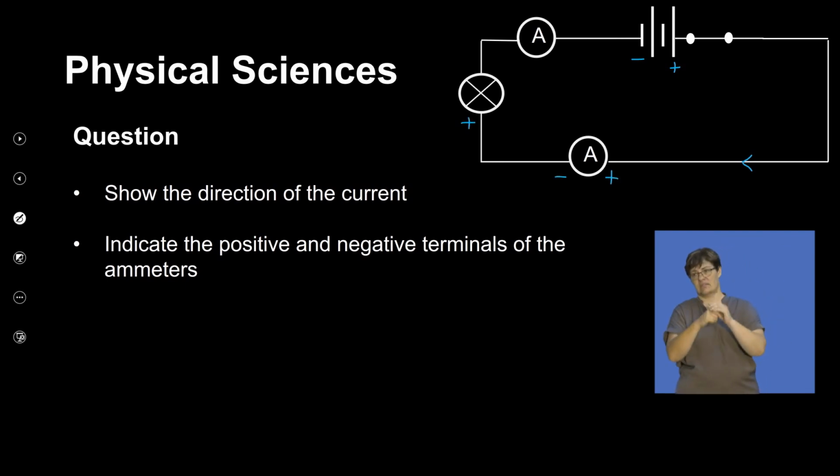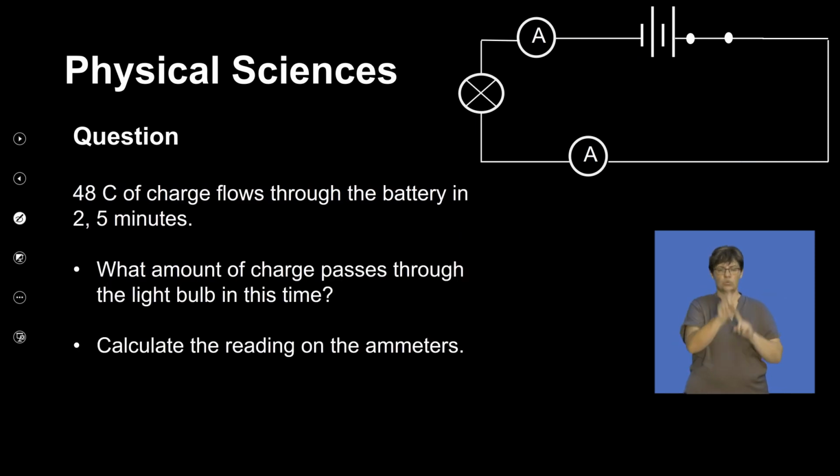We have already demonstrated that from the positive to the negative of the battery. Okay, right. So that's straightforward. Now, questions that involve calculations. We are told that 48 coulombs of charge flows through a battery in 2.5 minutes, right?